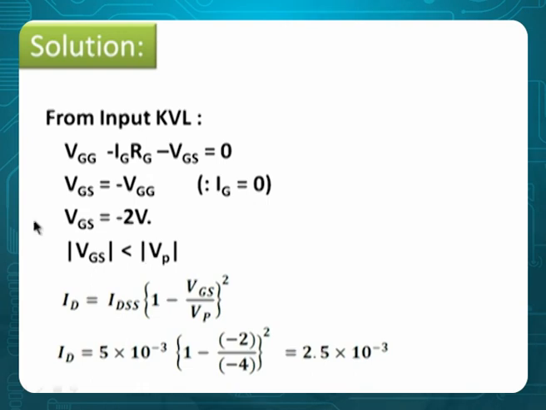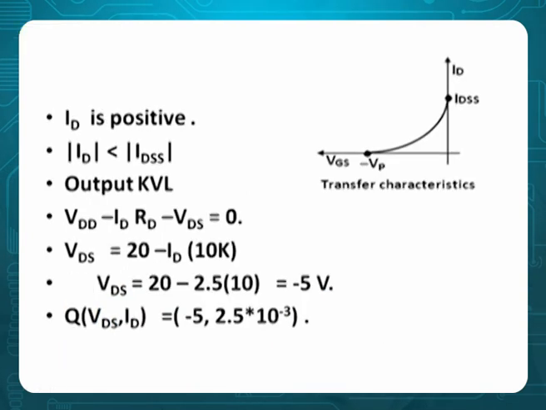What is our cross check? We want to have two things. VGS should be negative. If both are negative, it should be less than VP. But the good thing is 2 is less than 4, so it is satisfied. Then confidently you can go to the next step. Substitute in this equation: ID is equal to IDSS into 1 minus VGS by VP whole square. So ID is equal to 5 into 10 power minus 3, 1 minus -2 by -4 whole square, which will give 2.5 into 10 power minus 3. That means 2.5 milliamperes, right?